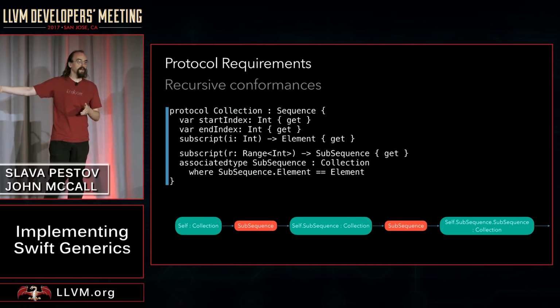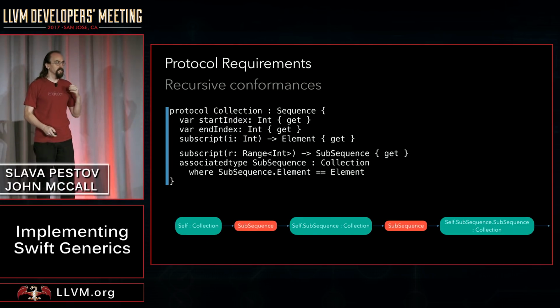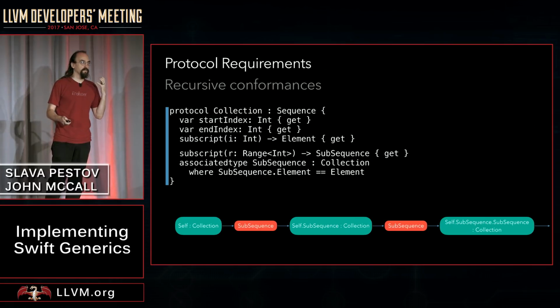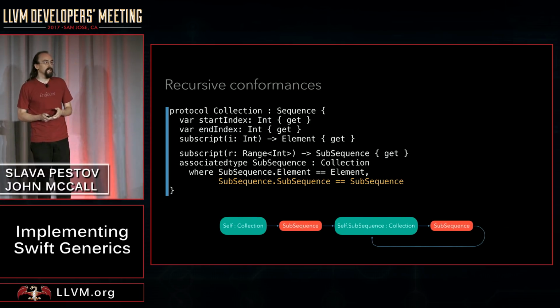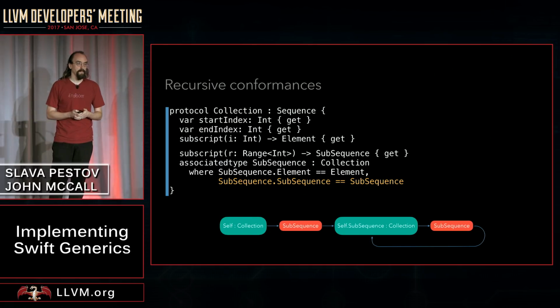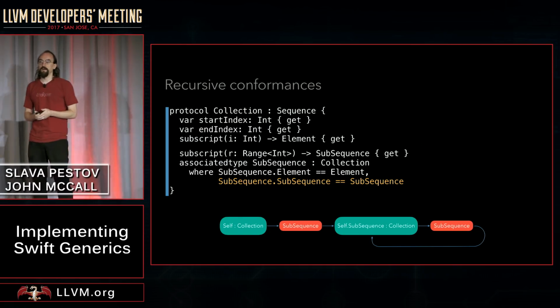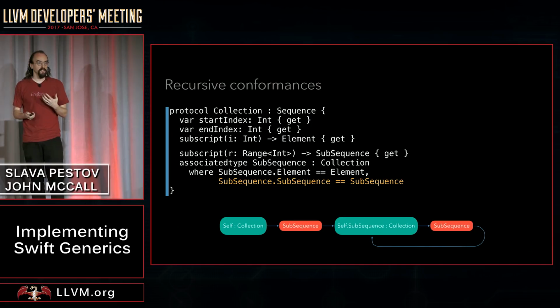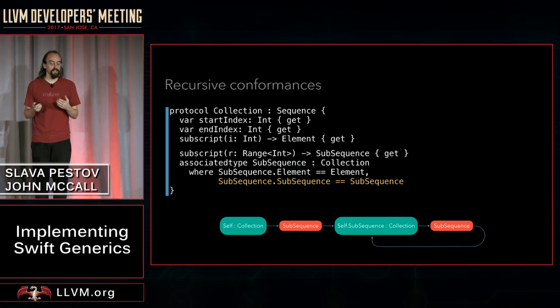I can keep drilling down to subsequences. Now, for something like string and substring, or array and array slice, that's not very useful. I'd actually like to know that when I slice into a slice, I just get a slice back. And so I can do that again by establishing a type equality constraint, and it ties off and gives me back a finite family of associated types for this particular protocol. All right, so that was a quick overview of what you can express in the protocol system in Swift.